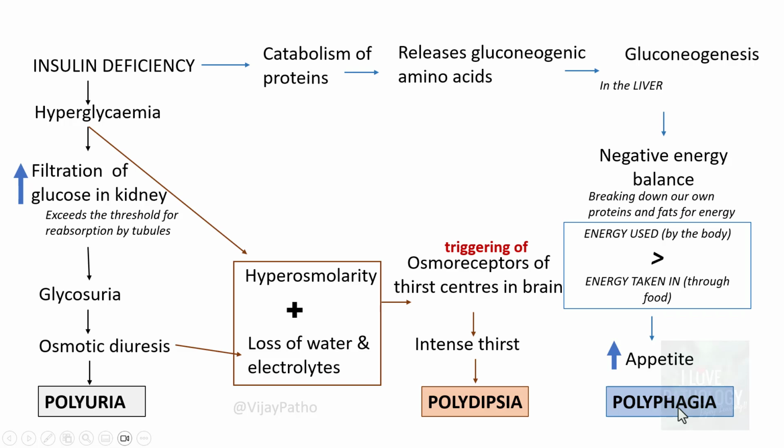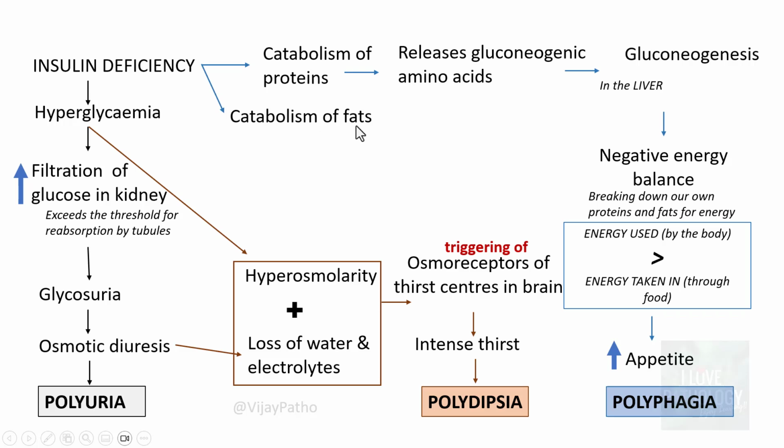Even though the patient consumes more food, even though the patient is having increased appetite, remember, this being a catabolic state, that means insulin deficiency being a catabolic state in type 1 diabetes mellitus, in spite of polyphagia, the patient continues to lose weight. So polyphagia and loss of weight is a paradox. So whenever you come across patients with polyphagia and loss of weight, think about diabetes mellitus, particularly type 1 diabetes mellitus. So let's talk about catabolism of fats.